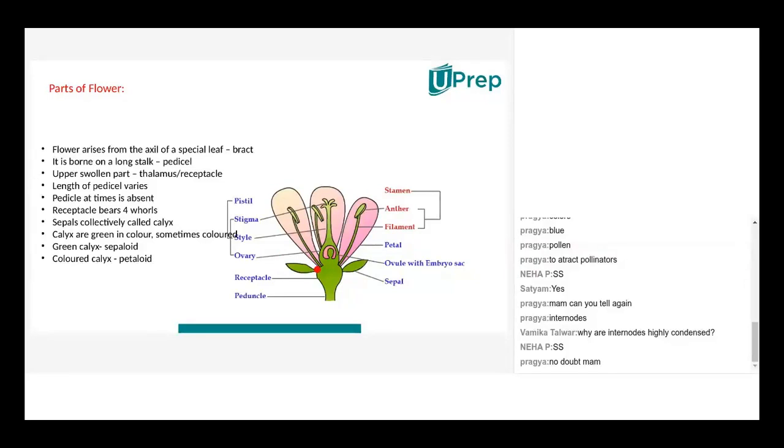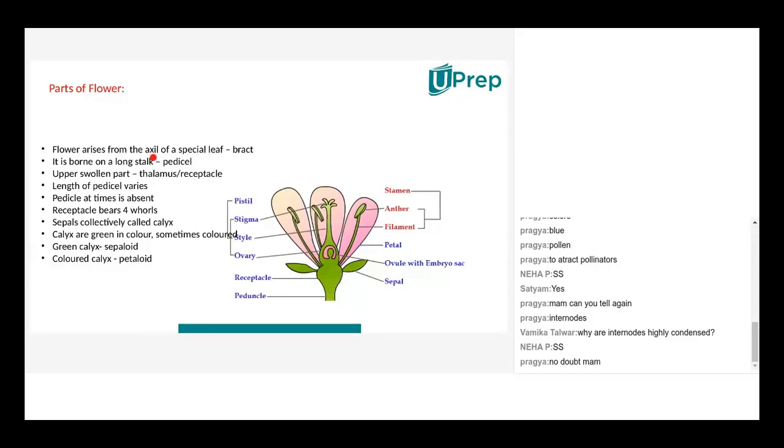Alright, so now we come to the parts of a flower. This is very important. Please listen to this very carefully. Okay, now to start with, the flower arises from the axil of a special leaf. Now, from a stem we know it gives rise to leaves, right? But giving rise to a leaf, there will be one special place from where there will be an axil.